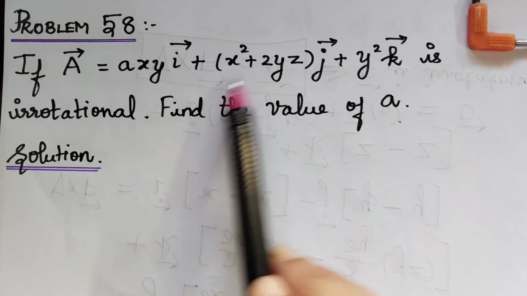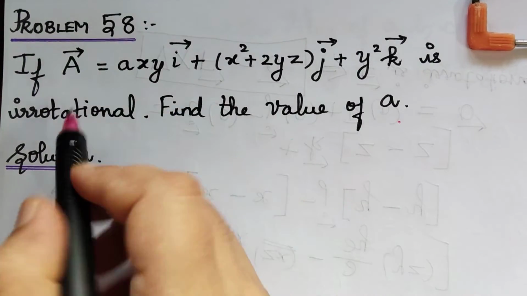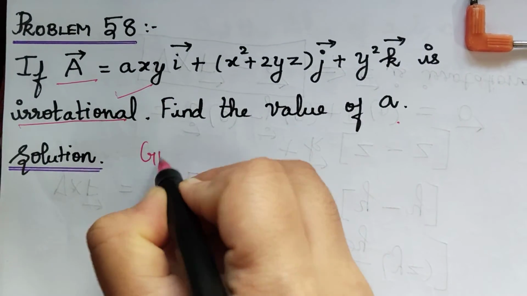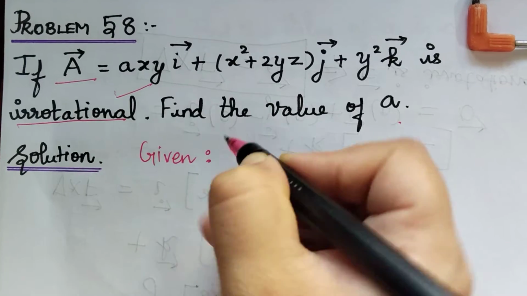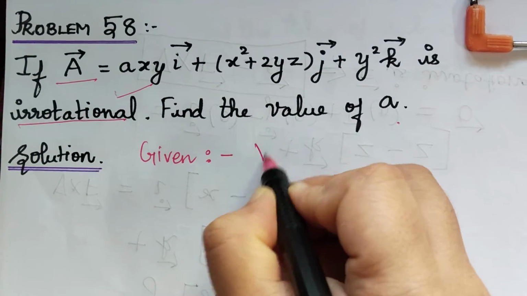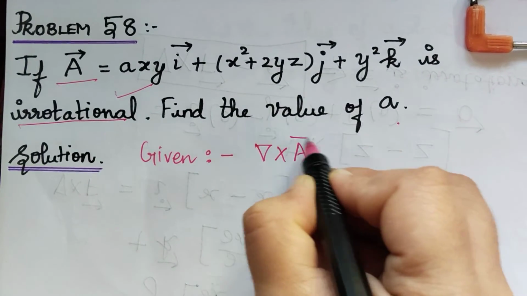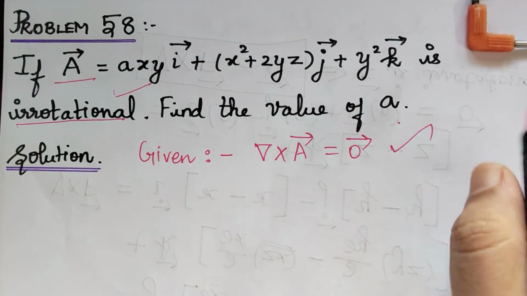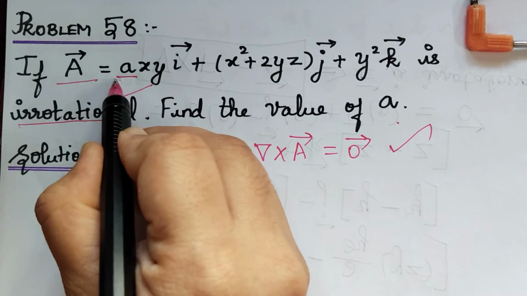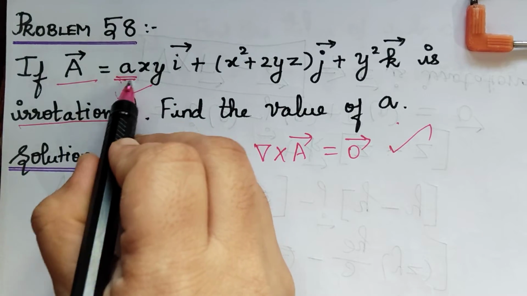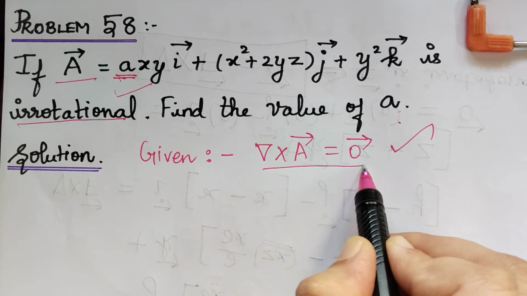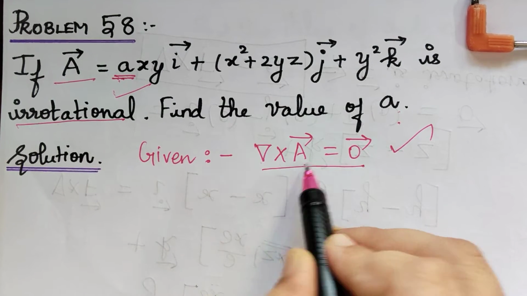So if you see, the A vector is given here, and it is also given that the A vector is irrotational, which means del cross A vector is equal to 0 vector. So this is given for us, and there is an unknown over here. So we have to find this unknown a. In order to find that, we are going to use this concept. So what is del cross A?